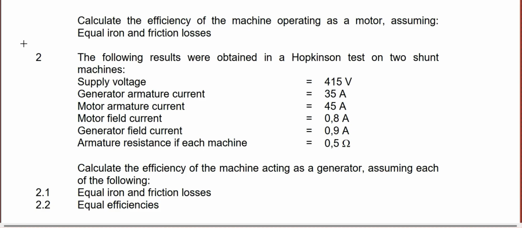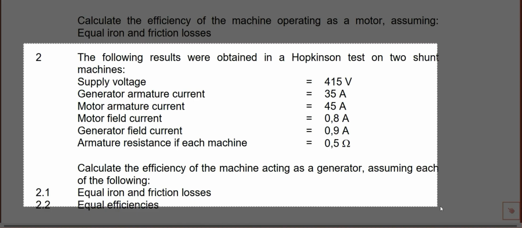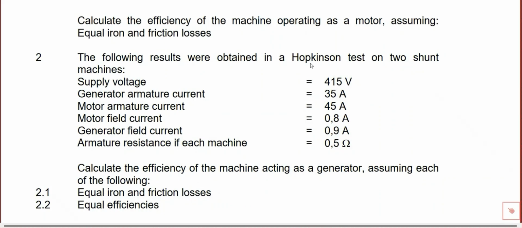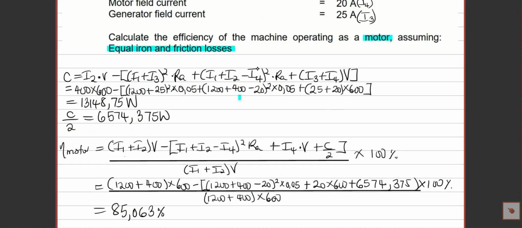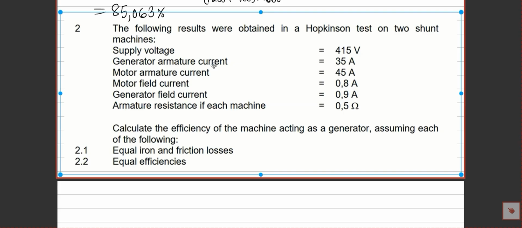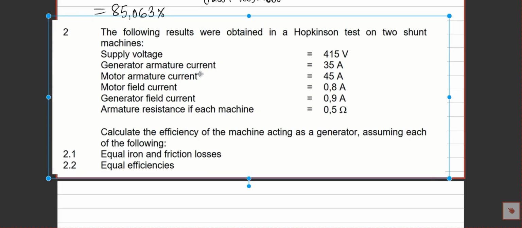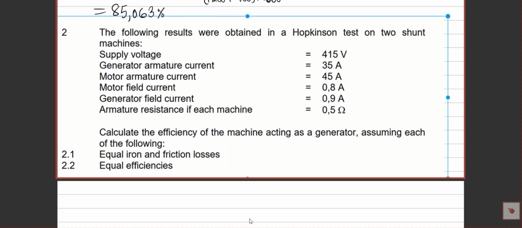We're doing the second question here. Let's copy it. All right. So for our next question, let's see what we have there. It says the following results were obtained in a Hopkinson test on 2 shunt machines. Supply voltage, the given one. So supply voltage is our terminal voltage.